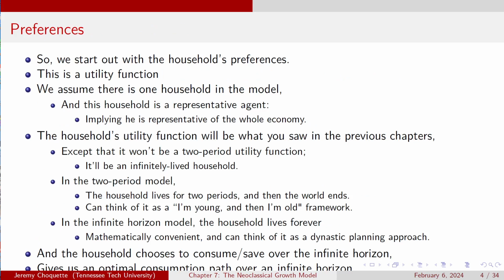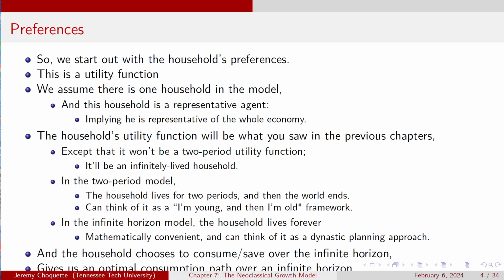So preferences. Let's start with preferences. We have a utility function. We're going to assume there's one household in the model, and it's a representative agent, meaning that this person is representative of the whole economy. And the household's utility function is just what you saw in the previous chapters, except this time it's not two periods, it's an infinite horizon. It's an infinitely lived household.